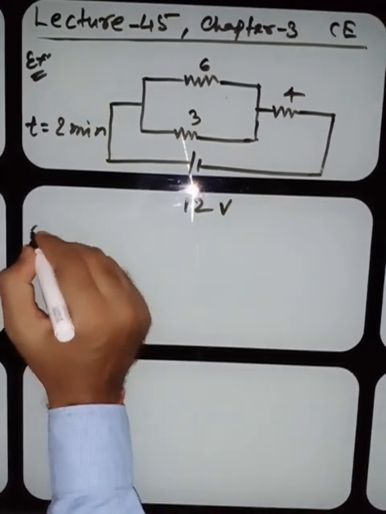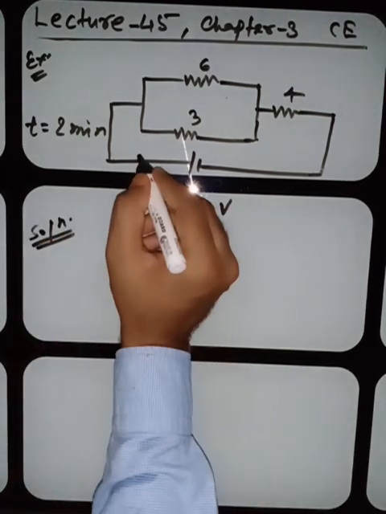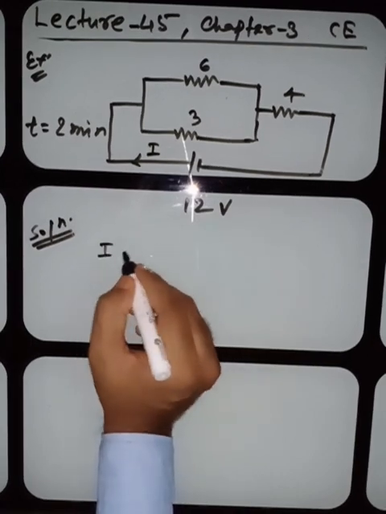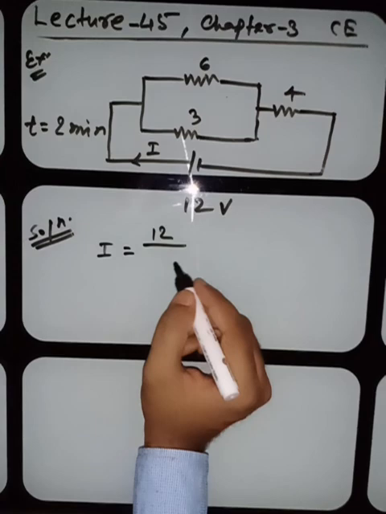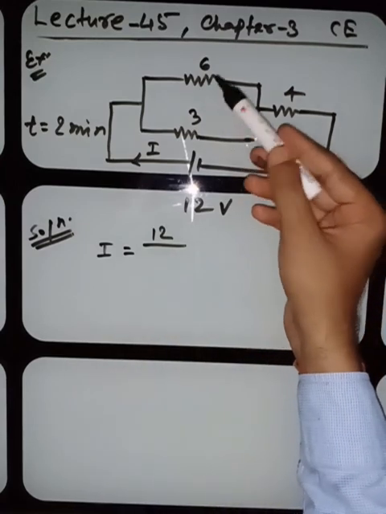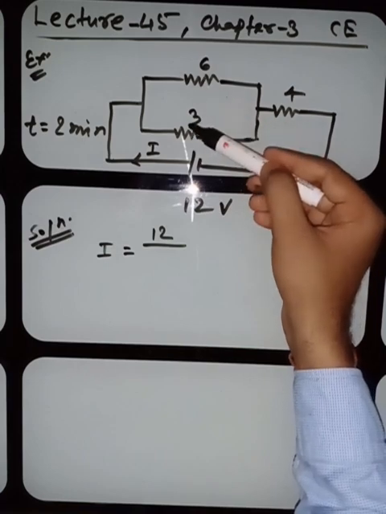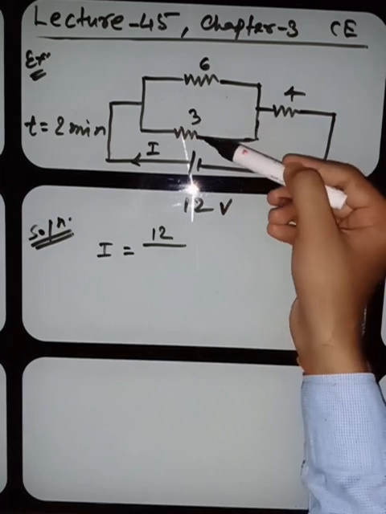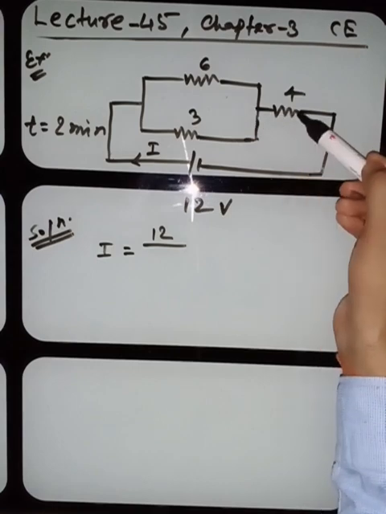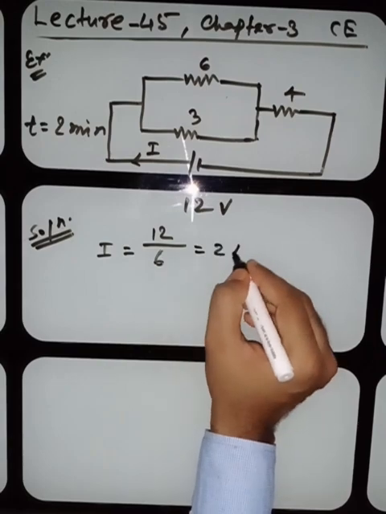Now let me solve this question. First, try to find out the current. What will be the current? The current will be total voltage by total resistance. Now, what is the resistance? 6 and 3 are connected in parallel. So 6 times 3 is 18, divided by 6 plus 3, which is 9. So 18 by 9 is 2. And then this 4 is connected in series. So 2 plus 4 is 6. So the current is 2 ampere.